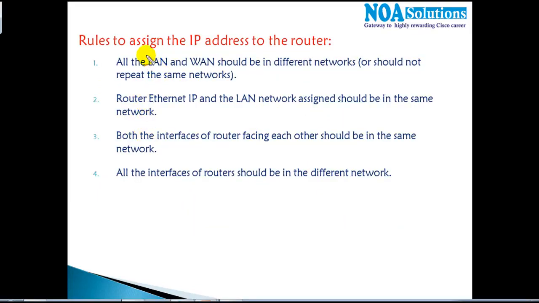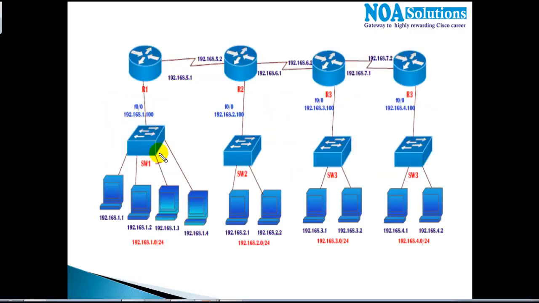All the LANs and the WAN must be in different networks. Okay, and the second rule is the router Ethernet IP and the LAN network must be on the same network. Now the router Ethernet means, just now we discussed that the router must be assigned one IP address on the WAN interface, one IP on the LAN interface, and whatever IP we decide to assign here on the LAN interface, which is connecting to the switch, it must be on the same network that we are using in the LAN.